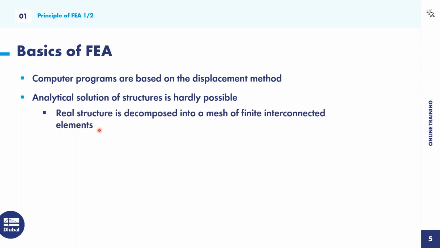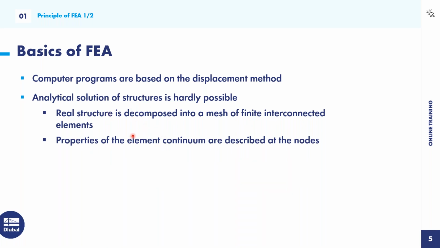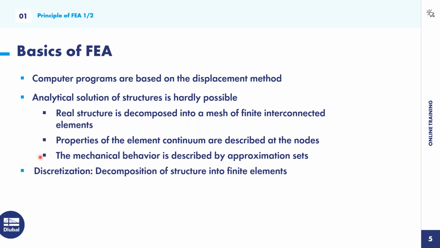So what you can do is decompose the real structure into a mesh of finite interconnected elements. For every element, or every element continuum, there are properties which are described at the nodes, and then the mechanical behavior is described by approximation sets. Be aware that the finite element analysis is just an approximation of solutions or results. And the most important point is the discretization. So what is a discretization? It's a decomposition of the structure into finite elements. This is one of the most important steps when doing a finite element analysis.